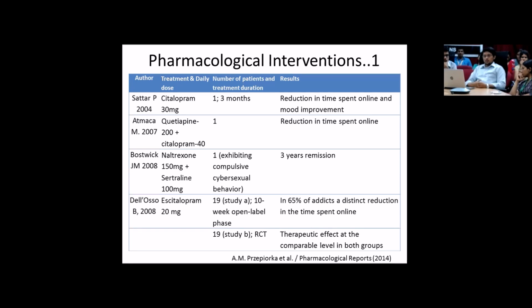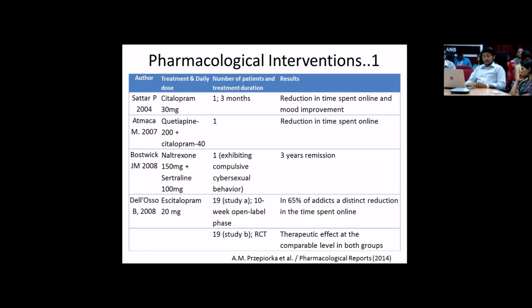So coming to treatment, pharmacological intervention reports started coming in 2004. This was a case report which used citalopram in 30 mg dose for 3 months, and they reported there was reduced time spent online, and there was also improvement in both. And in 2007, there was another case report with quetiapine and citalopram, and there was reduction in time spent.